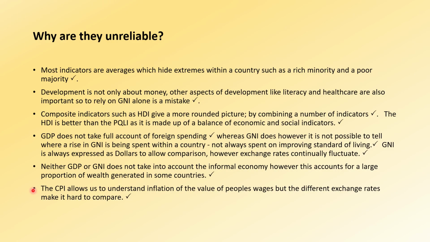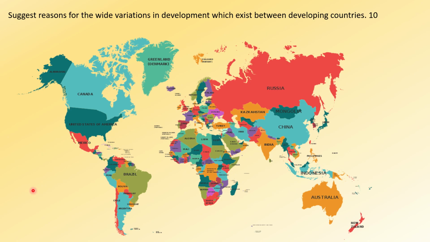So why are indicators unreliable? These reasons here are a model answer that you should make sure that you've got a record of. The next question that we might be asked to answer is, suggest reasons for wide variations in development which exist between developing countries.